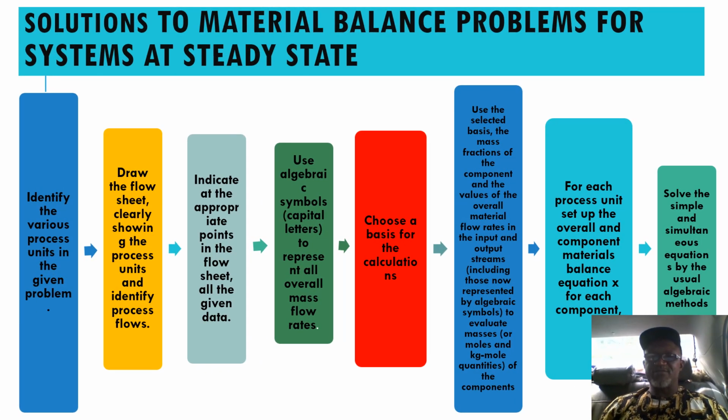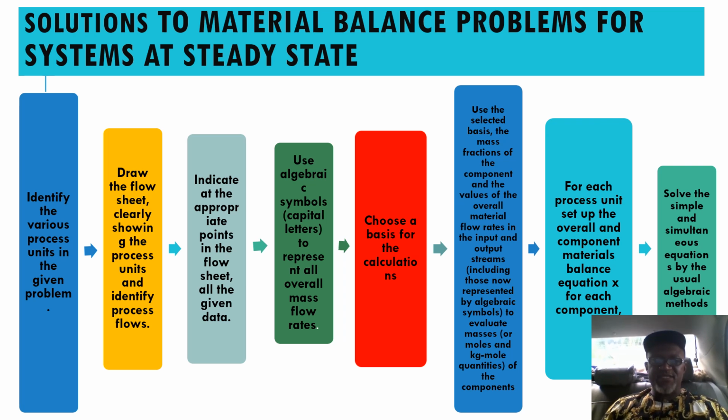Solutions to material balance problems for systems at steady state. Now, for systems at steady state, we identify the various process units in the given problem. Then draw the flow sheet clearly. We must draw the flow sheet clearly, showing the process units and identify process flows. Then you indicate at the appropriate points in the flow sheet all the given data. When you draw the flow sheet, then we must indicate at the appropriate points the streams, the amount of stream flow, and all that.